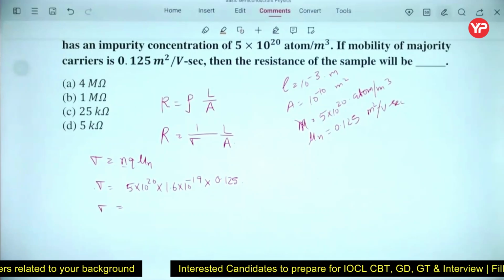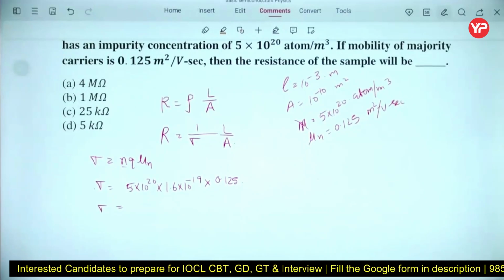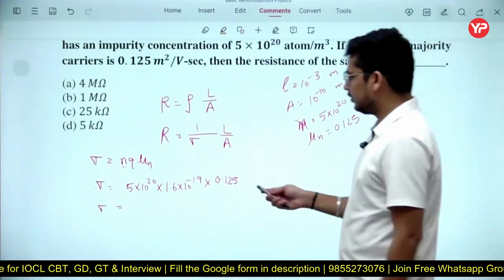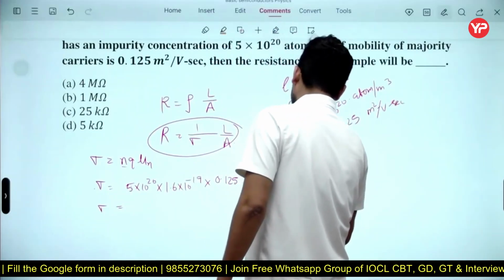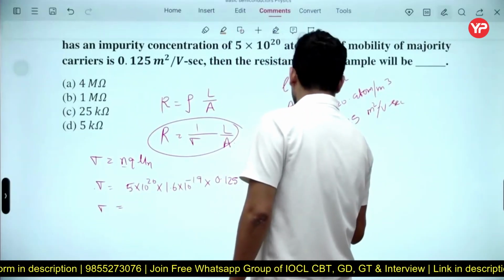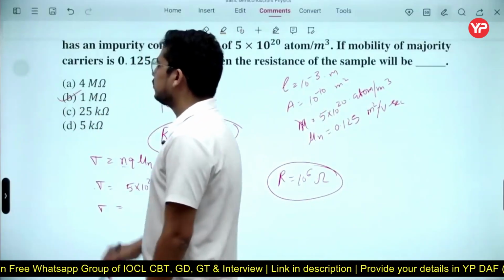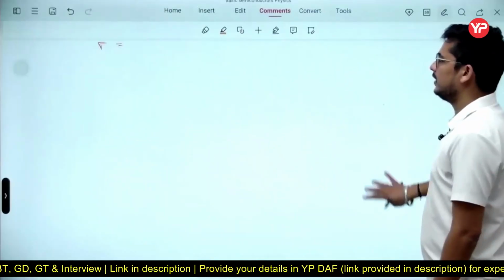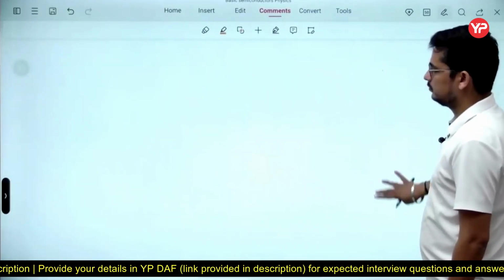Yes, how much are we getting? 10 to the power 6. Very good. So you already calculated the R value. R value we are getting is 10 to the power 6 ohms, right? And 10 to the power 6 ohm means 1 mega ohm, right? This is just a simple calculation. Now let's move to the next question. Very good.